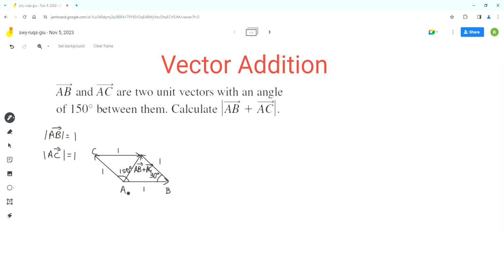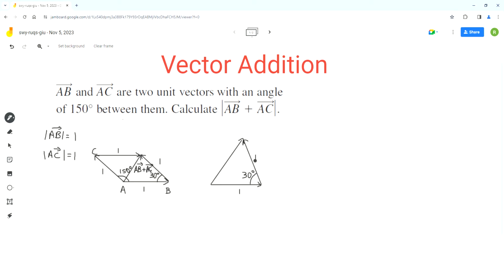So we have to find the length of this diagonal. So for that, we'll analyze this triangle here. So I can redraw the triangle, a bigger version of it. So this is the side that represents vector AB plus AC, and then we have a side that represents the vector AB, which is 1 unit long, and then we have a side like this, which is also 1 unit long, and the angle between these two sides is 30 degrees. And we have to find the length of this third side.